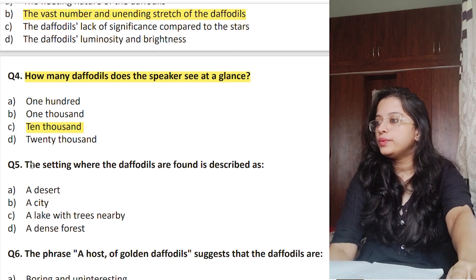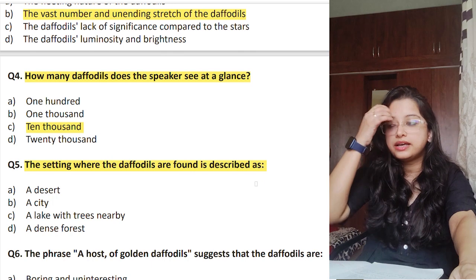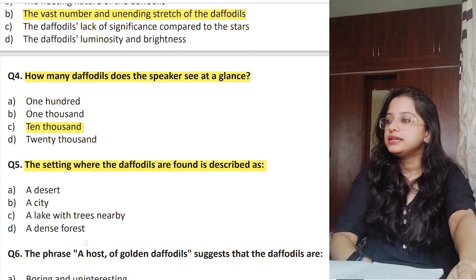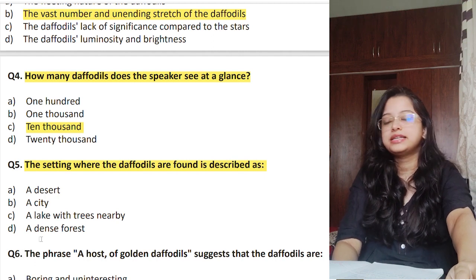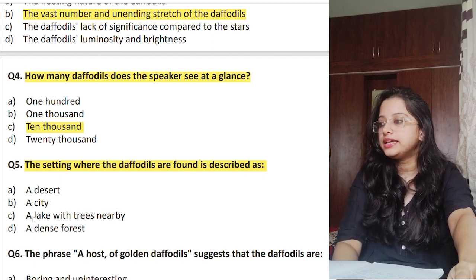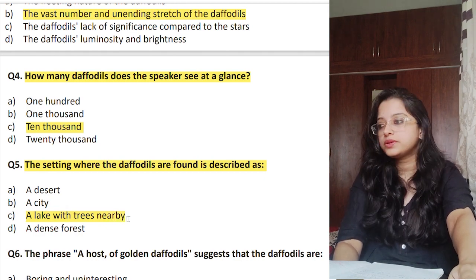The setting where the daffodils are found is described as what? The setting where we see the daffodils. What is it described to? It is described as a desert, as a city, as a lake with trees nearby, as a dense forest. Of course, I told you, lake district, beside the lake, beneath the trees. So lake with trees nearby is the best option, right?